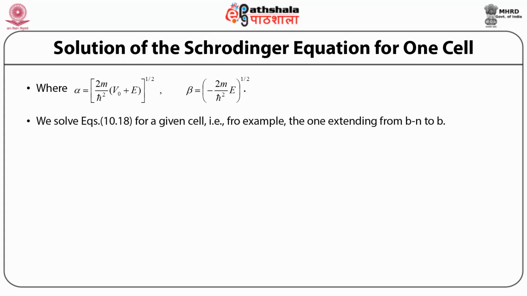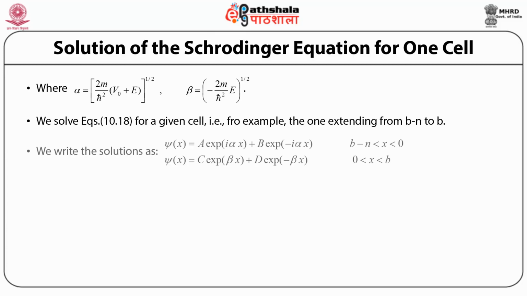We solve equations 18 for a given cell, for example the one extending from b minus n to b. So, we write the solutions as psi of x is equal to a times exponent iota alpha x plus b times exponent minus iota alpha x for x greater than b minus n and less than 0. And psi of x is equal to c times exponent beta x plus g times exponent minus beta x for x greater than 0 and less than b.